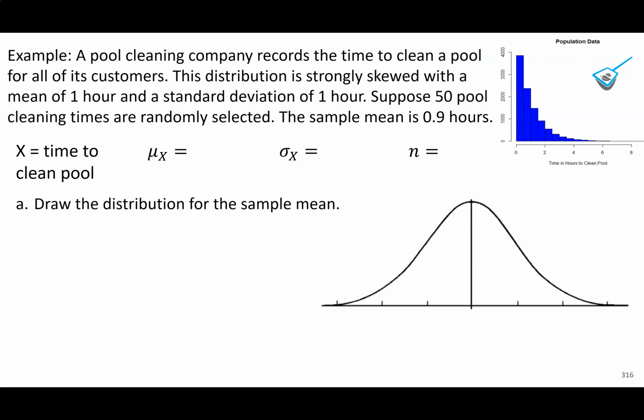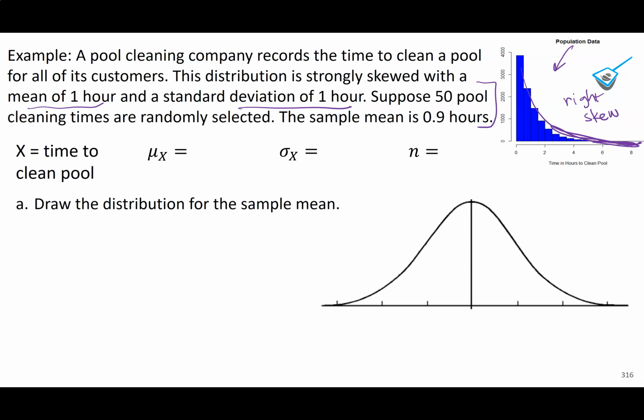So here we have a pool cleaning example. We have a company that records how long it takes their workers to clean a pool, and they do this for all of their customers. The distribution is strongly skewed. Looking here, not only is it skewed, see this long tail to the right? This is right skewed.